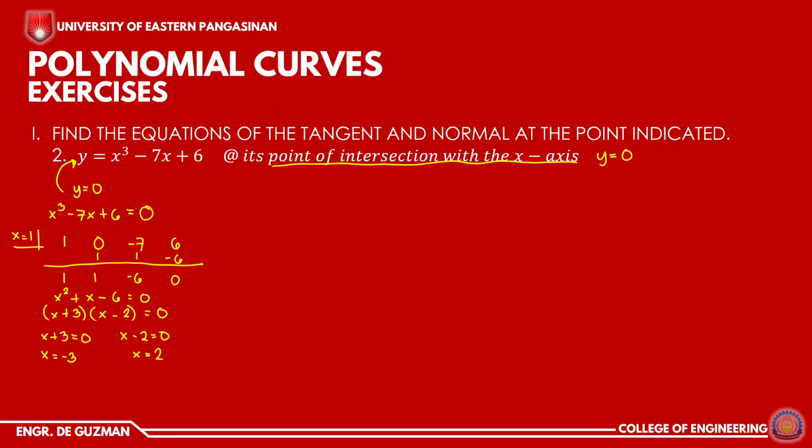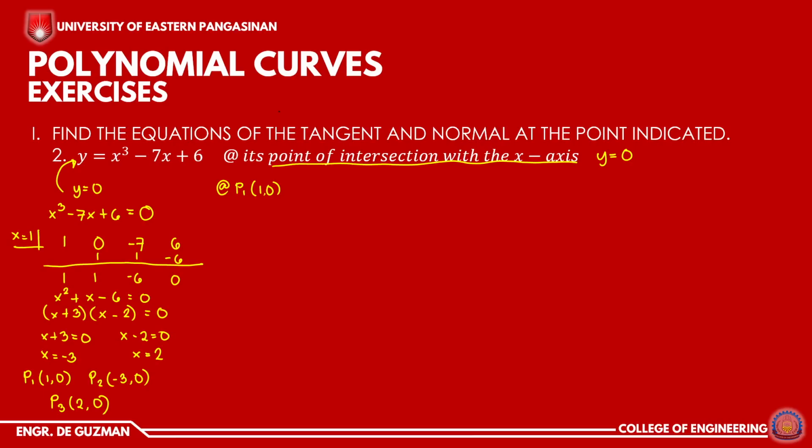So, meron na tayong tatlong x. So, it means meron tayong tatlong points. So, for point 1, ang x natin is 1, y natin is 0. Point 2 is negative 3, 0. And point 3 is 2, 0. Since meron tayong tatlong point, makakakuha din tayo ng tatlong tangent line and tatlong normal line. So, unahin natin at point 1, 1 and 0.